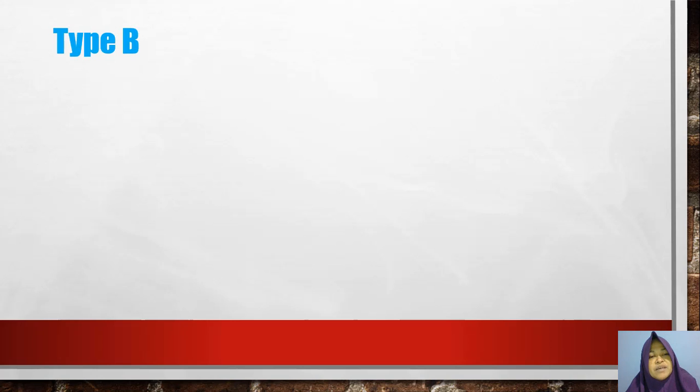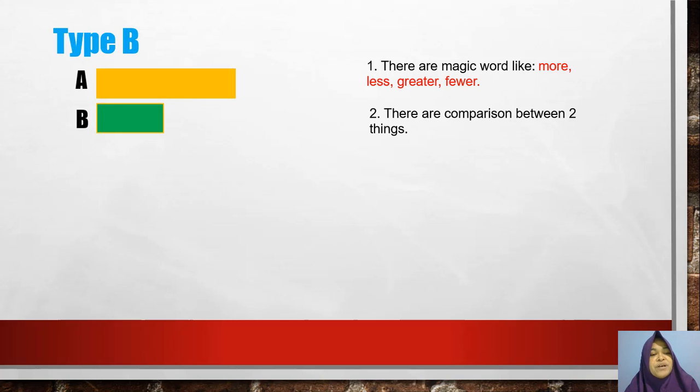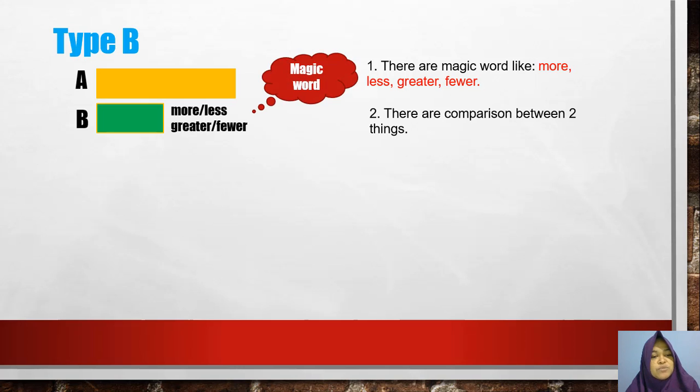Now type B. Type B has magic words like more, less, greater, fewer, and there is a comparison between two things. So the words will be more than, less than, for example. The model will be like this, and the magic word you put outside.